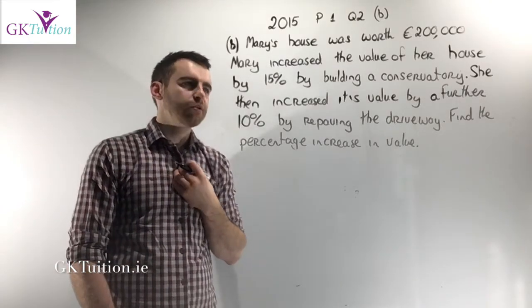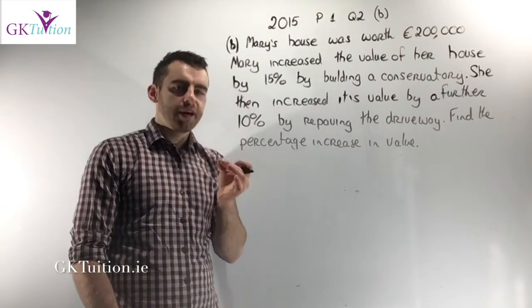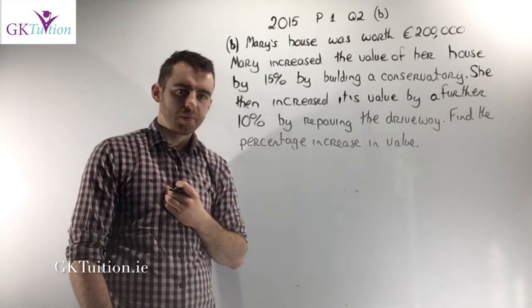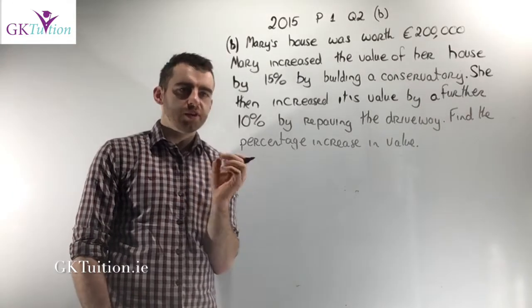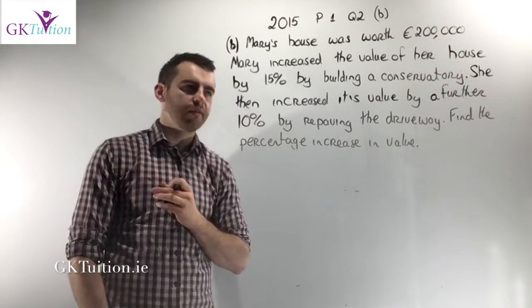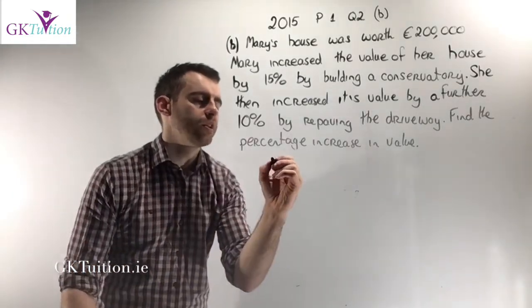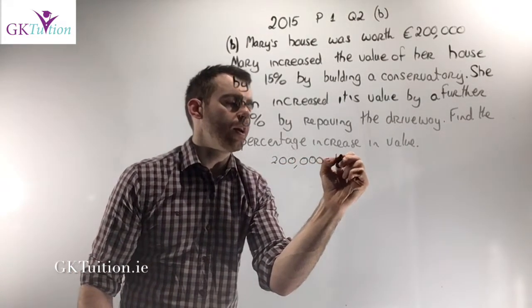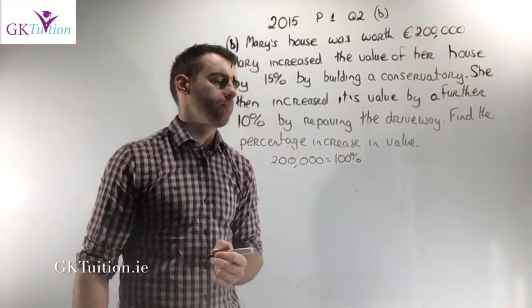I need to work out what is the final value of Mary's house, and then I'll be able to work out the percentage increase from there. So I want to drag this one out. We're going to do this one the same way as we did the questions on VAT. I would start this question off by calling the 200,000, the original price of the house, 100%.